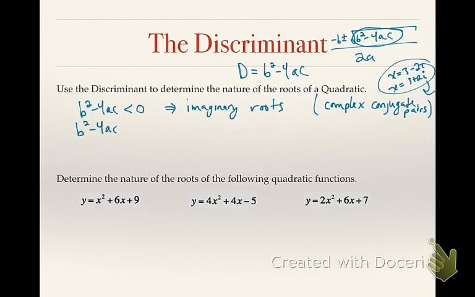If b squared minus 4ac equals 0, then you have real, but equal roots. If b squared minus 4ac gives you something greater than 0, then you have real unequal roots.